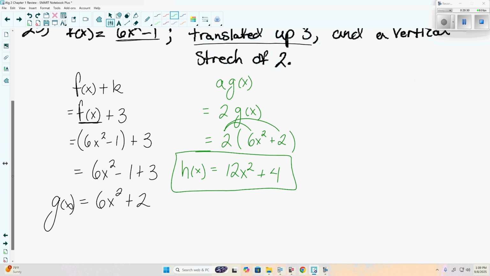Are you ready for another one? 26 or 29? Which one do you want to look at? 29.